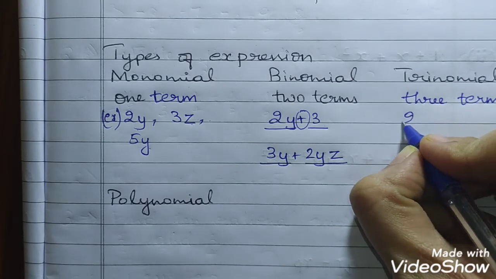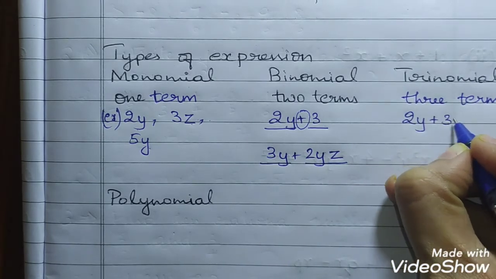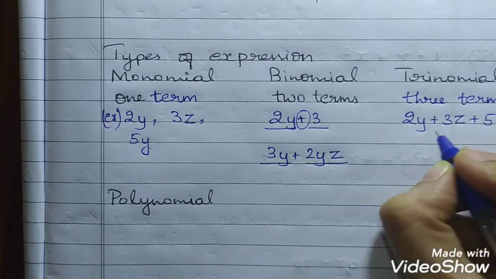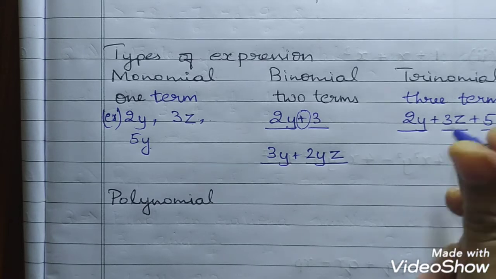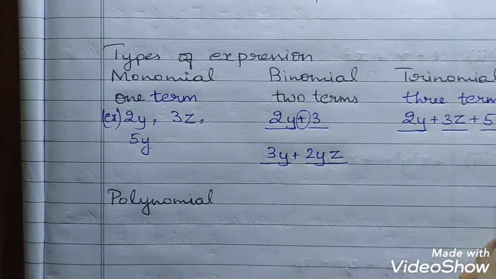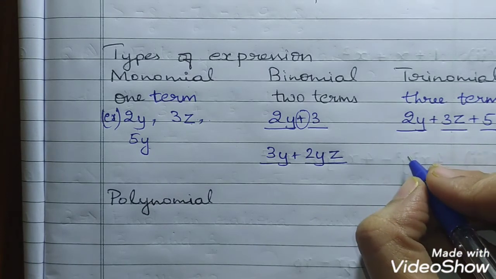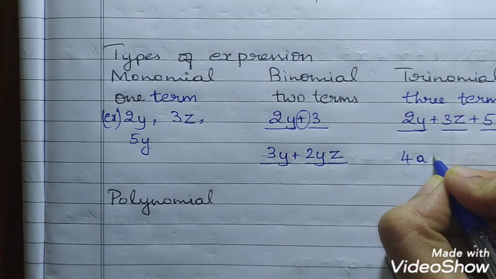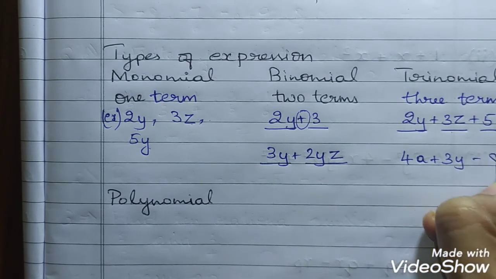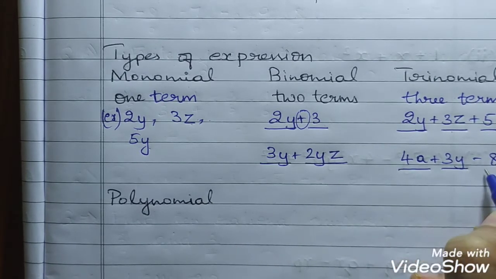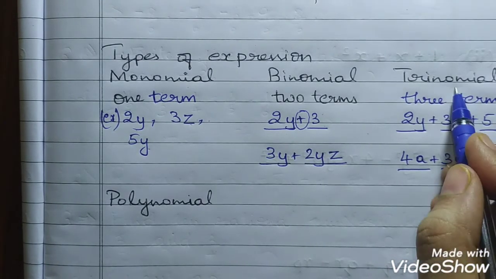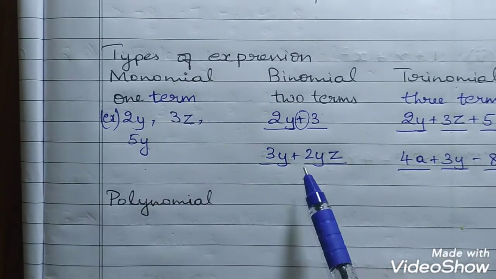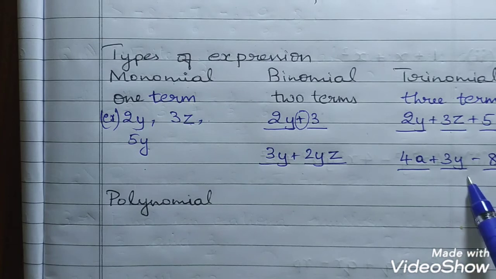Okay, I'll give an example: 2y plus 3z plus 5. So one term, second term, and this is the third term. 3 terms are there. Another example: 4a plus 3y minus 8. First, second, third. So 3 terms. If 3 terms are there in an expression, then it is called a trinomial. If 1 term is there, then it is monomial. If 2 terms are there, then it is binomial. If 3 terms are there, then it is trinomial.